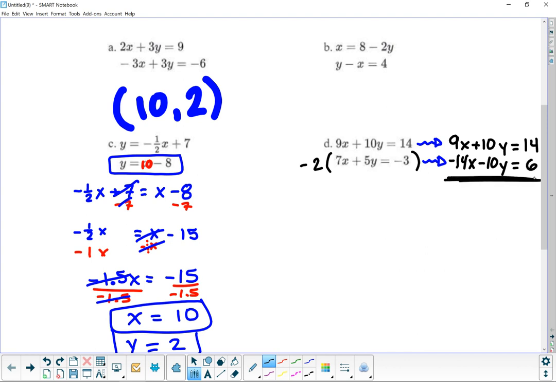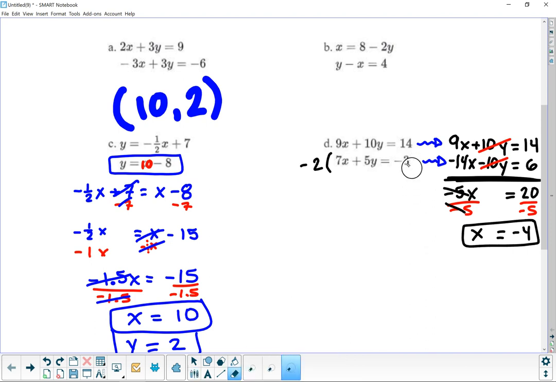And I'm going to go ahead and combine that. So by doing this, I've allowed the 10y and negative 10y to cancel. And I will get 9 minus 14. It's going to be negative 5x. And 14 plus 6 is 20. Divided by negative 5. You get x equals negative 4. Okay, that's your first part of your answer.